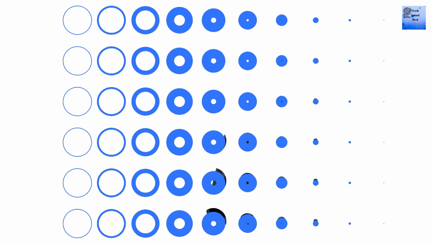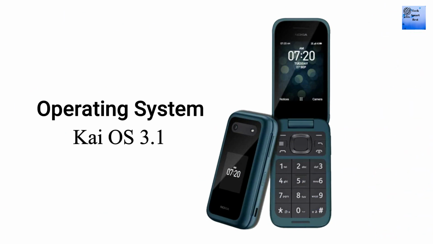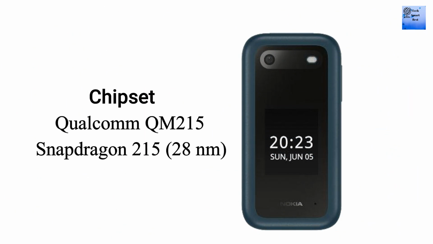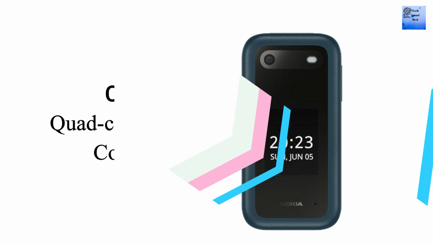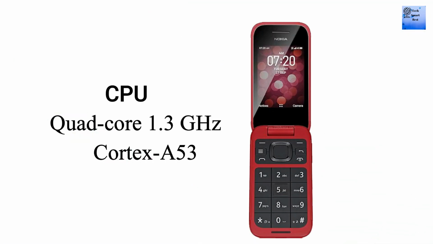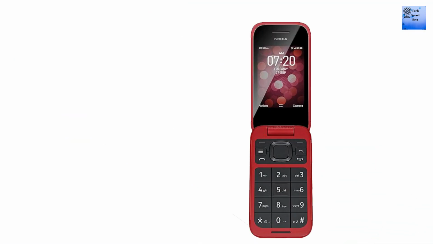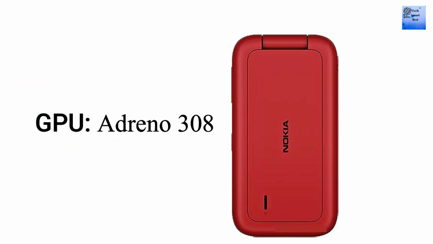Now I am telling about the operating system of this smartphone: KaiOS 3.1. The chipset of this smartphone is Qualcomm QM215 Snapdragon 215 28nm. The CPU is quad-core 1.3 GHz Cortex A53 and the GPU is Adreno 308.